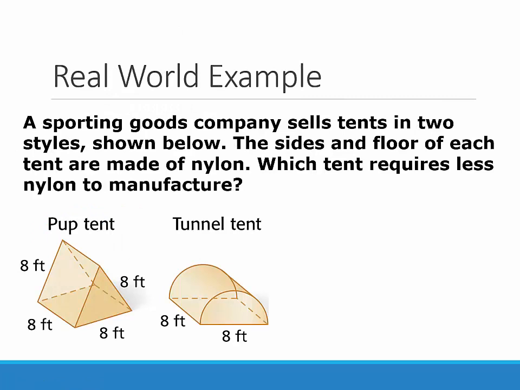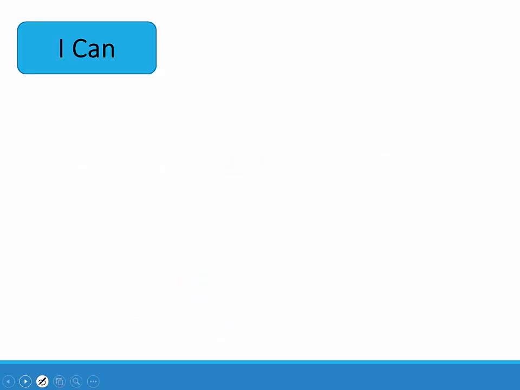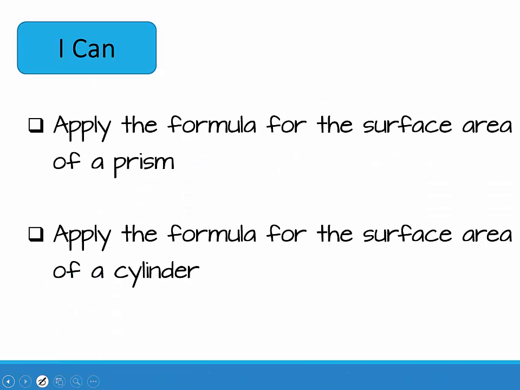I'm going to leave this problem to you as well, and we'll have time in class to talk about these and to go over them and maybe do them if you don't understand what's going on here. But you should be able to find surface area of prisms and cylinders. If you have questions, make sure you write them down and we can go over them together.